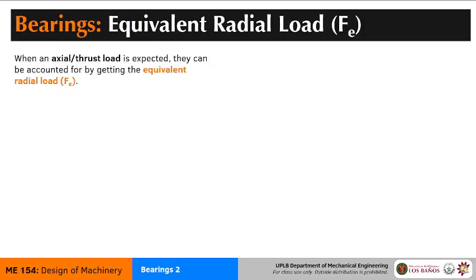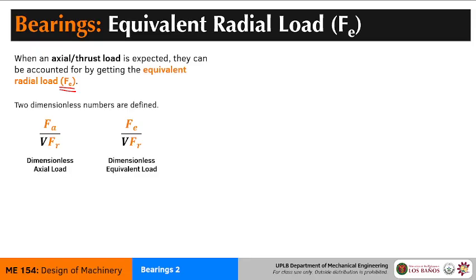Now, let's explore this other topic known as equivalent radial load. So when we have bearings that are expected to be actually loaded, we can actually just clump up the actual load into the radial load. We'll get this equivalent radial load FE. And in order to relate these to the radial load properly, we have to define two dimensionless numbers. And these numbers are just force ratios.